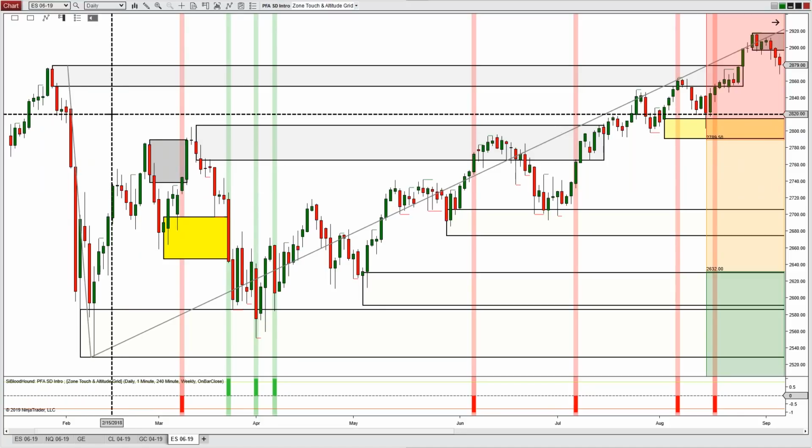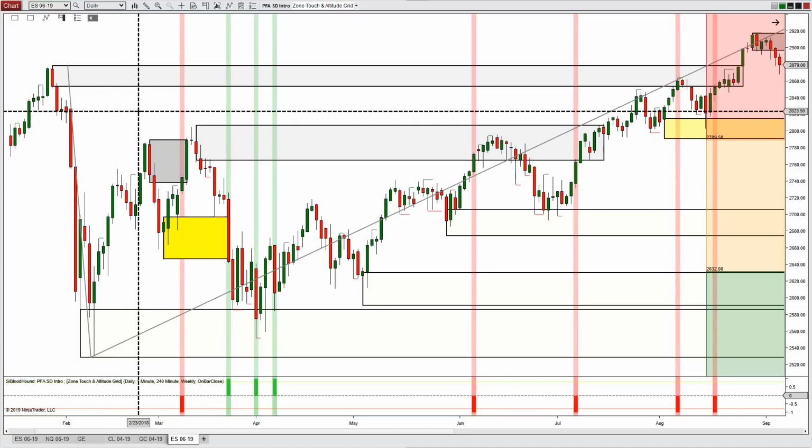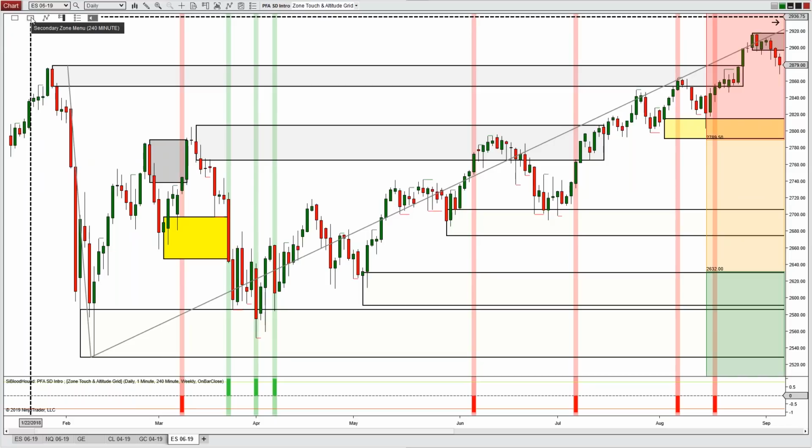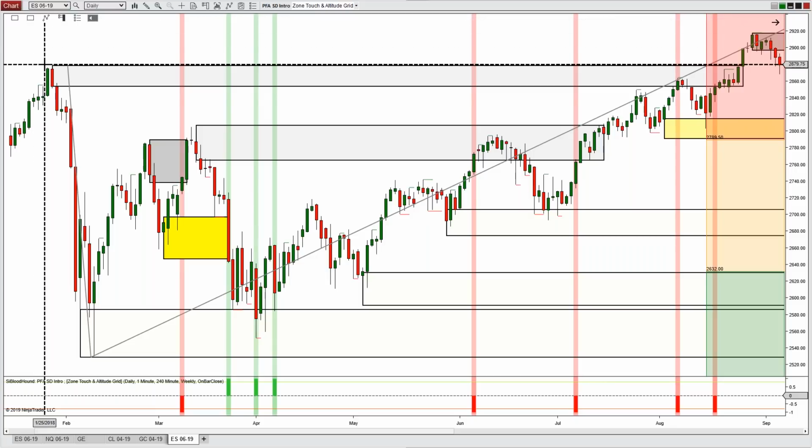Having said that, that's not the way that we actually do it, okay? That's where our secondary zones come in. I just want you to see, hovering the mouse there, those are set to 240-minute zones. So 4-hour zones are what we're utilizing here.